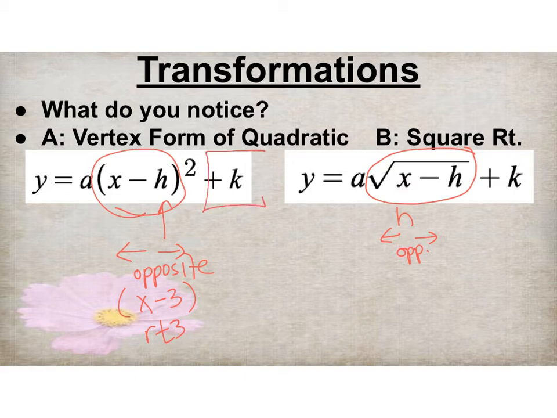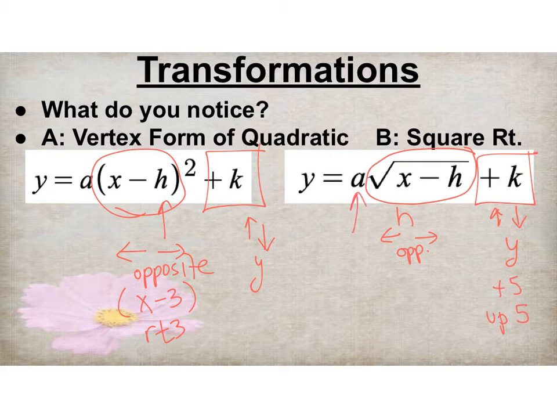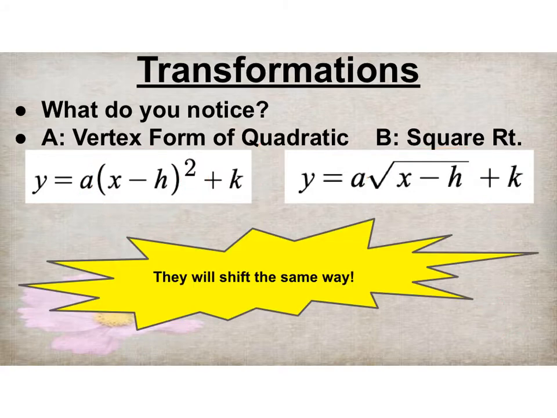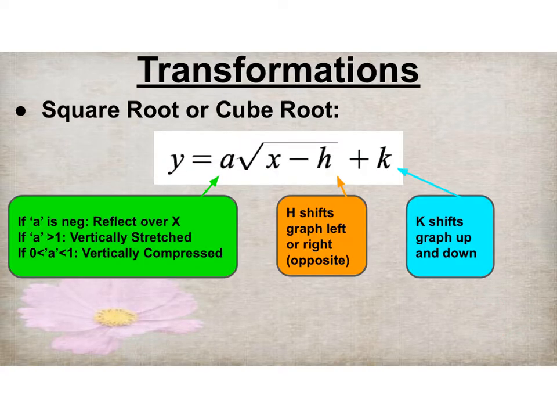The k that comes after, that's going to shift it up or down. That's going to change my y. And the same thing here. It's going to go up or down exactly what it is. So if it's plus 5, it's going to go up 5. And then the a, we have this a in quadratic and square root, and it's going to be very similar. So a has a lot of power. They shift the same way, and here are our shifts.